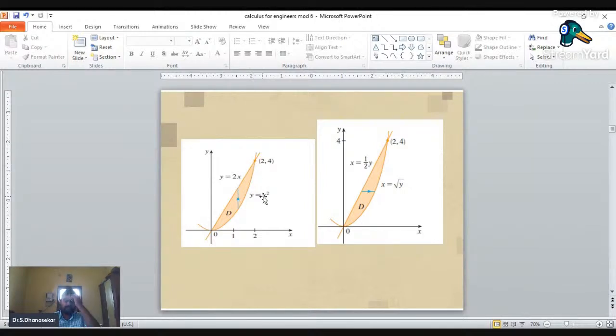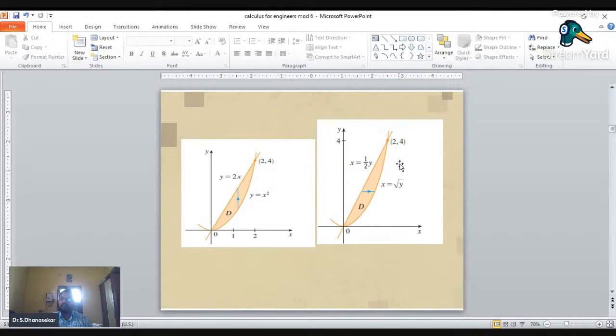Now, if I know the region, and I go for dy dx, what do I have to draw? I have to draw a vertical line. When I draw the vertical line, it starts at x square and ends at 2x. At that time, my x varies from 0 to 2. So this is for dy dx.